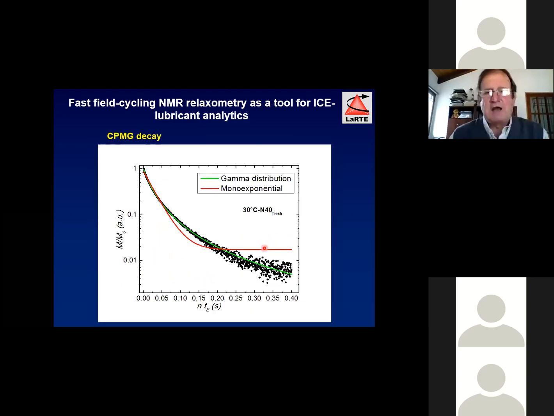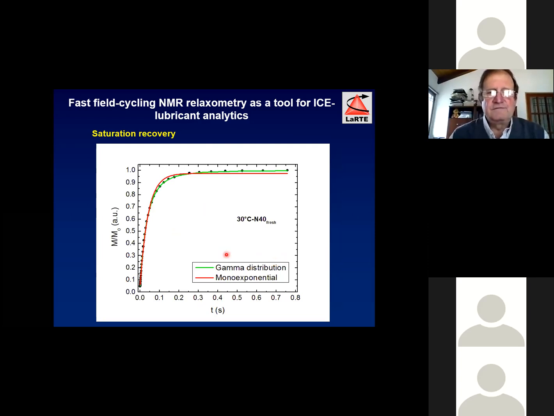Just to show you how we calculate the error of the mean value, this is the CPMG decay. You see the green line is the gamma distribution fitting. And this is an exponential, just to show you that the exponential decay is absolutely not working here. To determine the error of the mean value, we just fit the upper points and the lower points, not shown here. Then we have a range of potential T2 mean values.